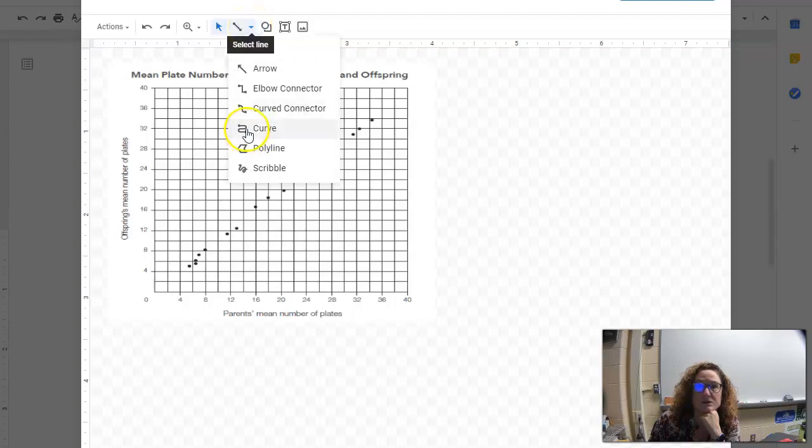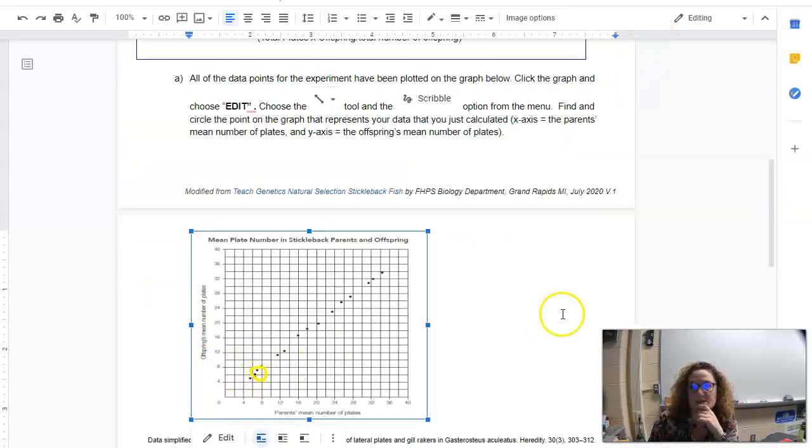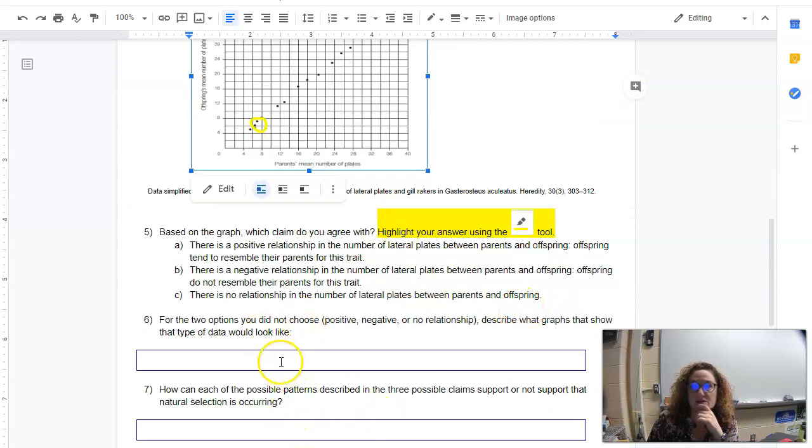I'm going to get the line tool to scribble. My parents' mean number was 6.5, so I'm going to be over here, and let's say that my offspring mean number was 7. I'm going to circle that value, and I can change the color if I want. You might want to make it a darker line, maybe bright yellow. Then I'm going to save and close, and now my dot is there. I'll use that to answer these questions.